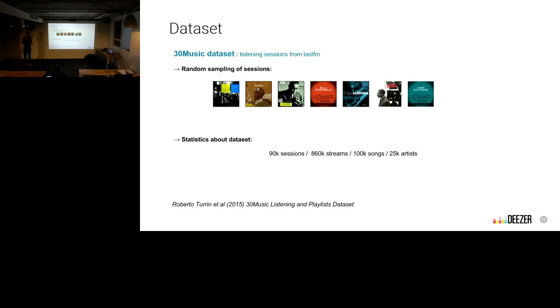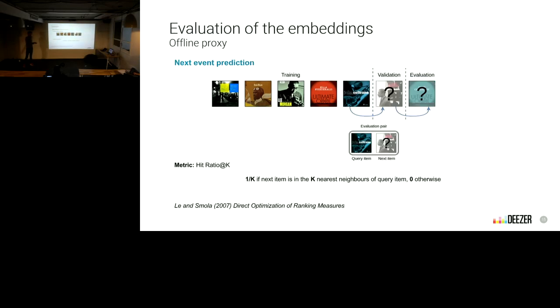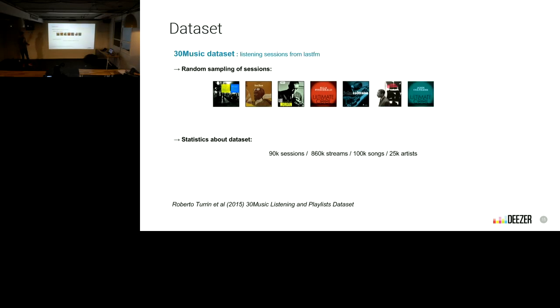So for the experiment, we used an open source dataset called the 30 Music dataset, which is composed of listening sessions from Last.fm. In order to compare these models and try a lot of configurations, we sample sessions from this dataset. We sample 90K sessions, for roughly less than 1 million streams, 100K different songs, and 25K different artists.